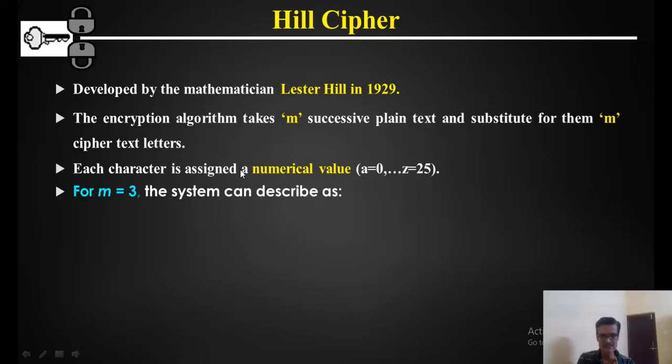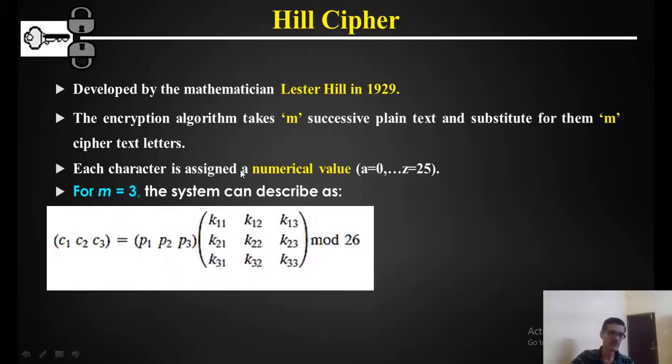For the case m equal to 3, I will explain how the encryption can be done. It is simple matrix multiplication. We just have to multiply the plain text with a key matrix. Here we have a plain text P1, P2, P3, because I have taken m equal to 3, and we have to consider one key matrix of the order 3 cross 3. For m equal to 3, it should be 3 cross 3.